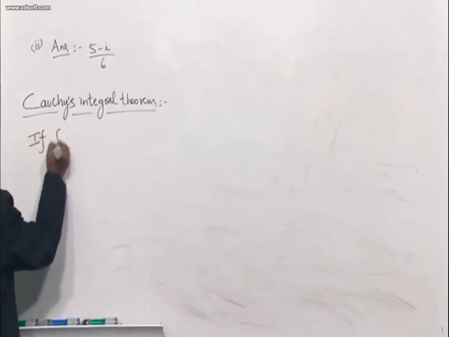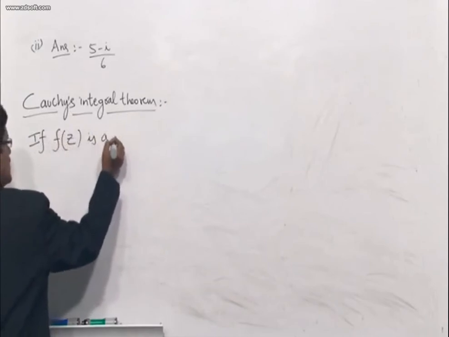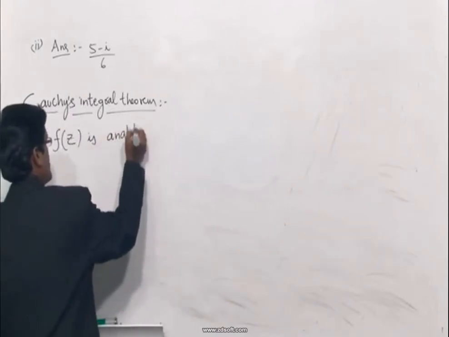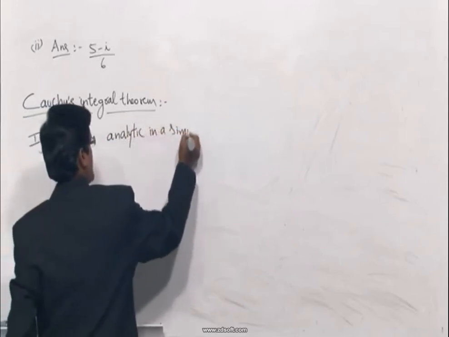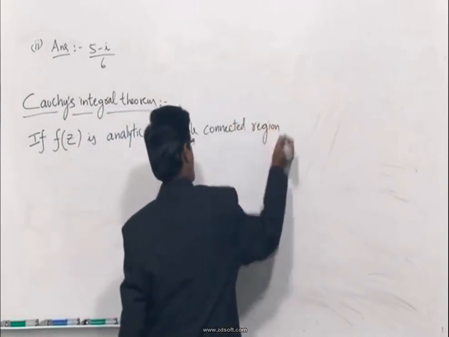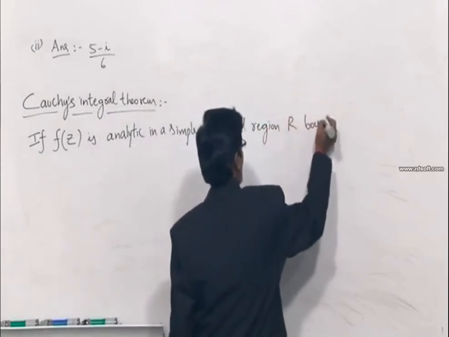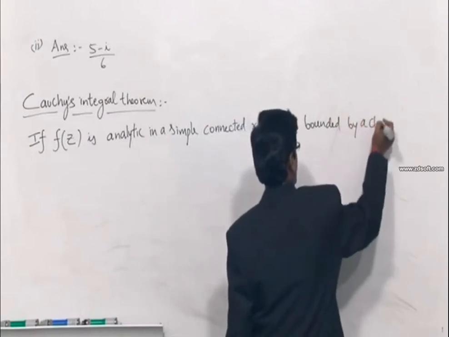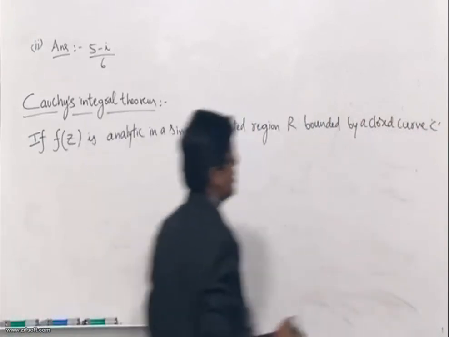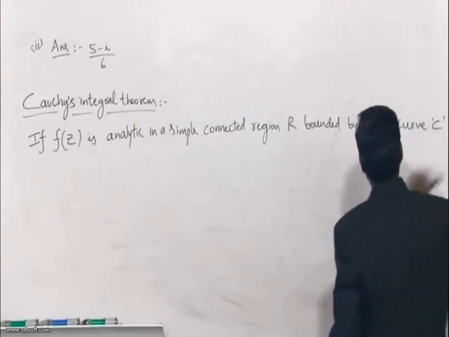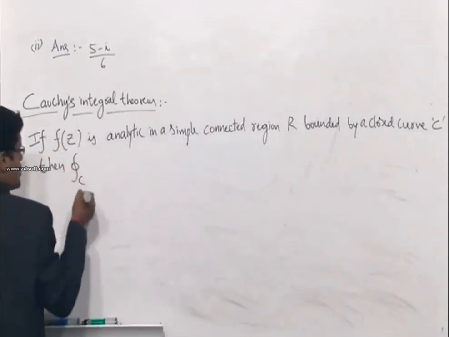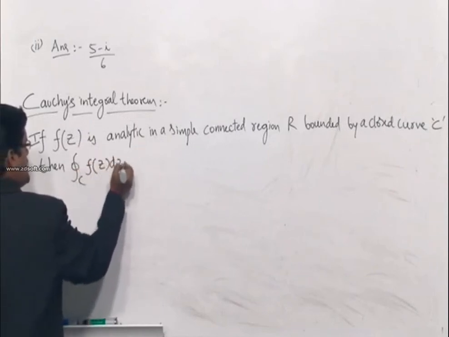If f of z is analytic in a simple connected region bounded by a closed curve C, then the integral over C, which is called a contour integral, integration over a closed curve, of f of z dz is equal to 0.